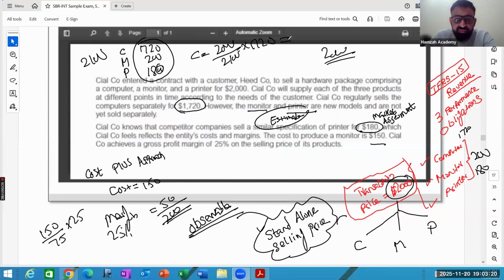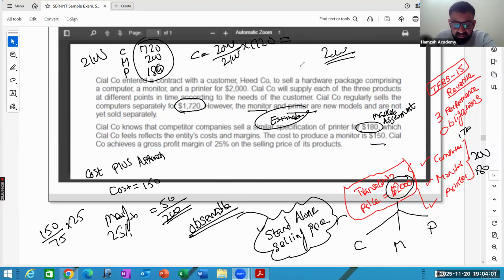Number one, the customer can benefit on its own or together with other resources readily available in the market. The thing which I am providing to my customer, he can get a benefit from that thing on his own. He is not dependent on me. I am not the only sole provider. And number two, the entity has also promised to provide that good or service separately from the others. If these two conditions are satisfied, then we will treat it as a distinct performance obligation. Okay?